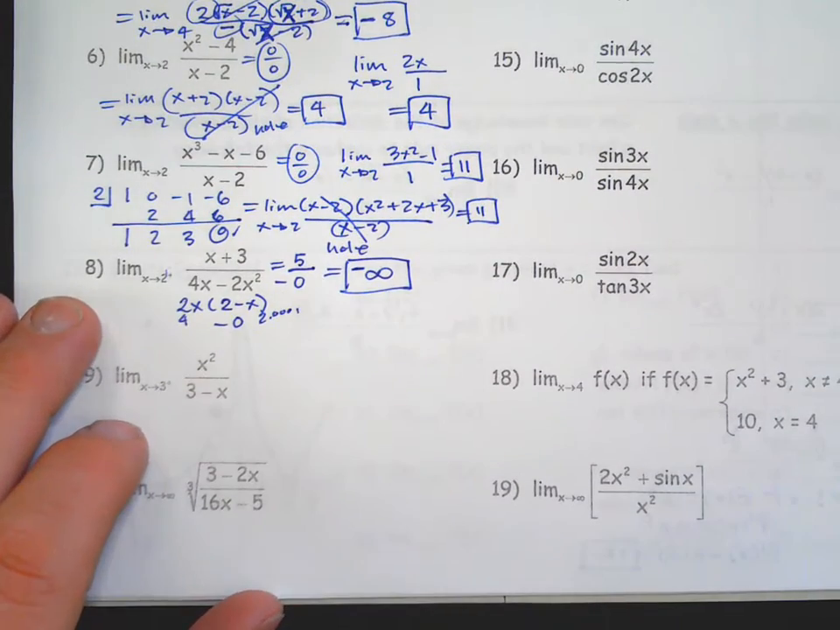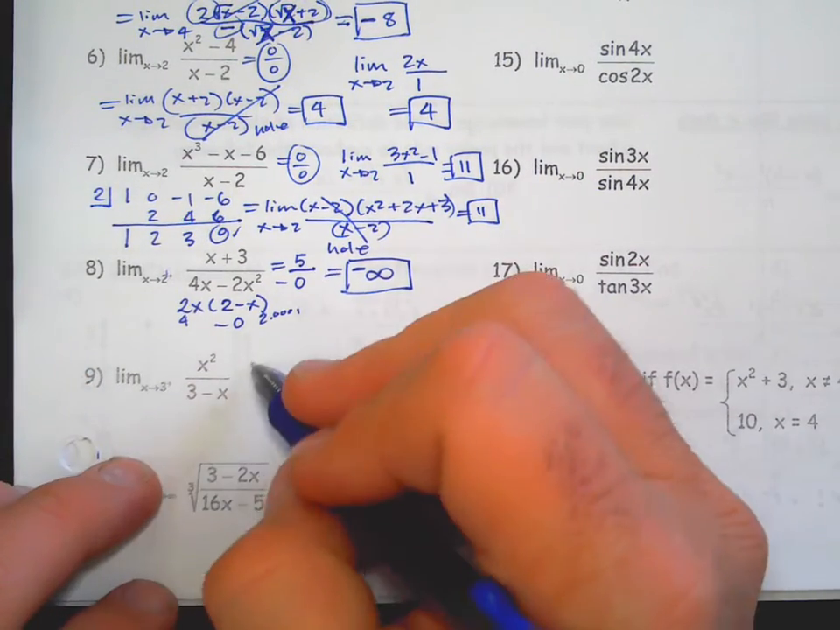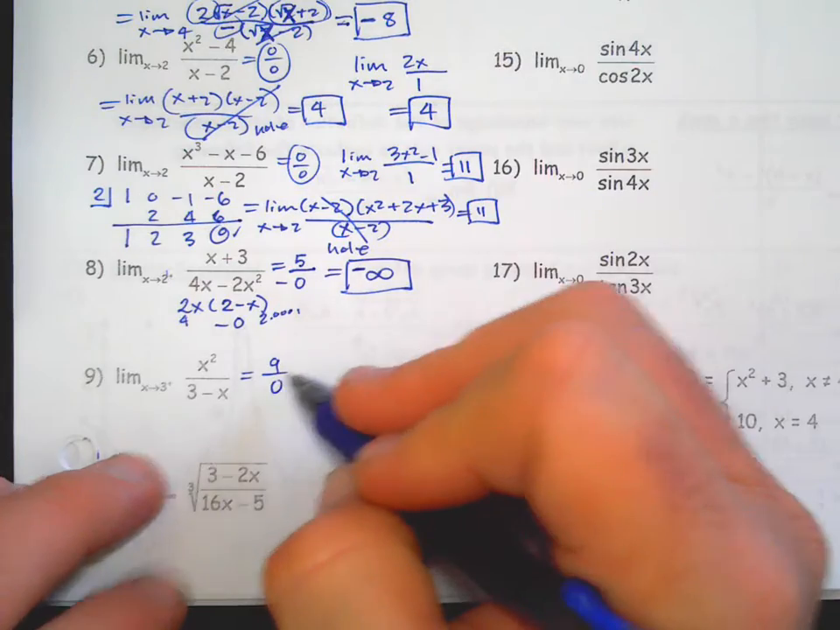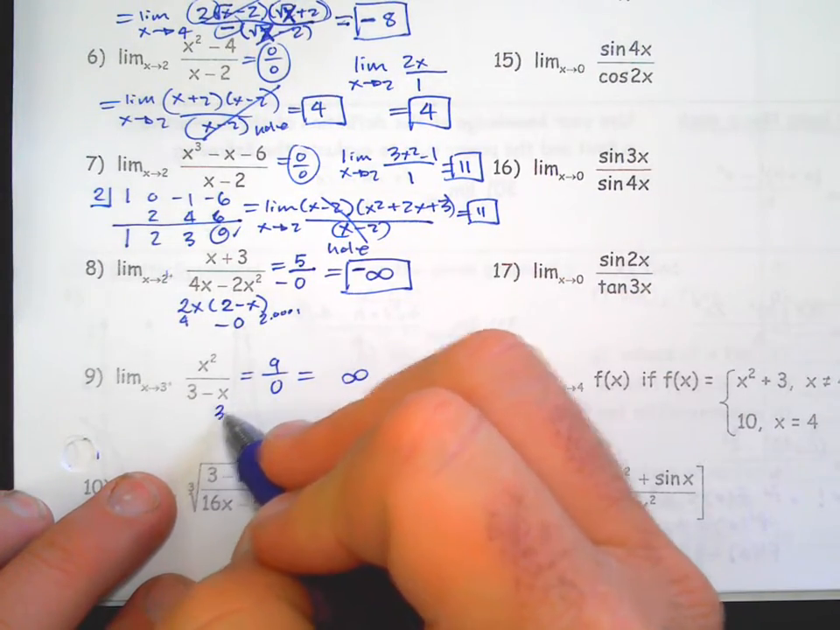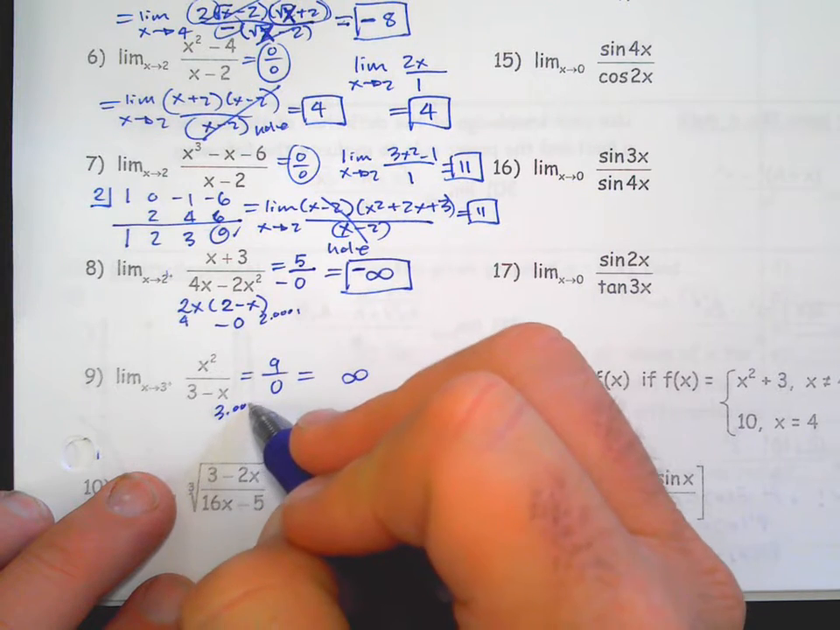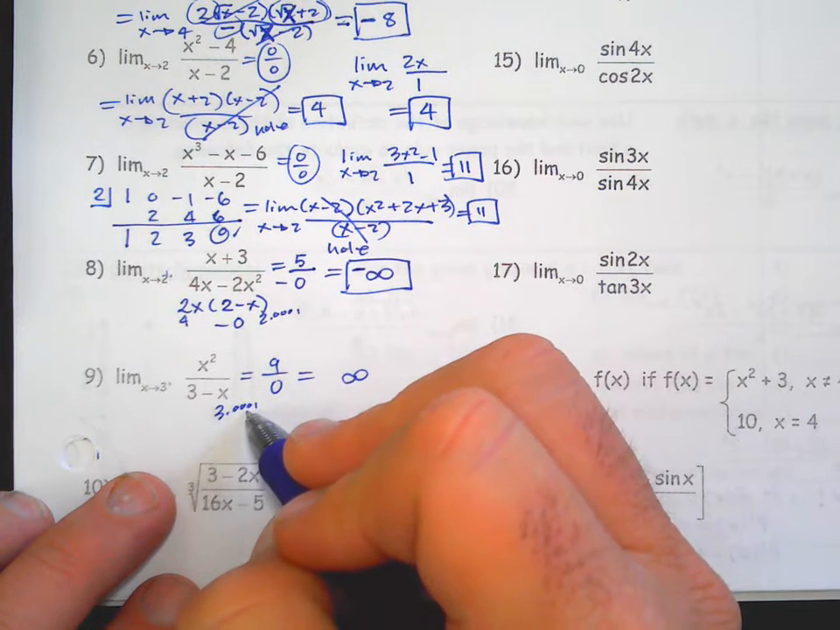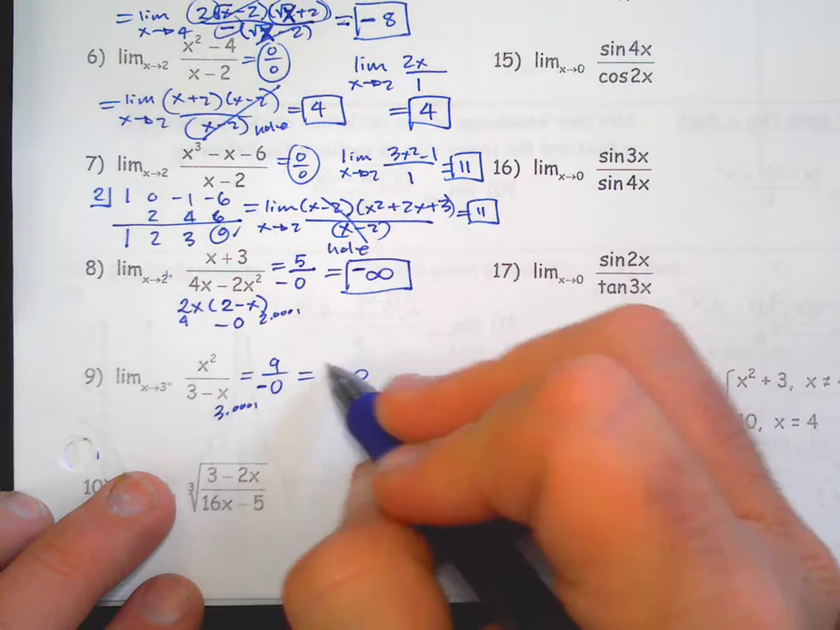Okay. Number 9, you get 9 over 0, similar issue. It's going to be some kind of infinity. Is it positive or negative? Plugging in 3 plus, 3.0001, something to the right of 3, barely. It's going to be negative.